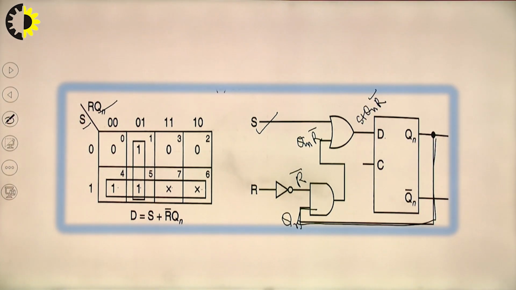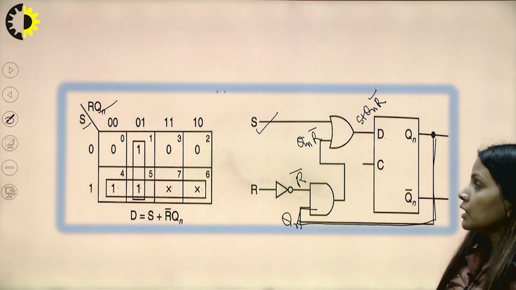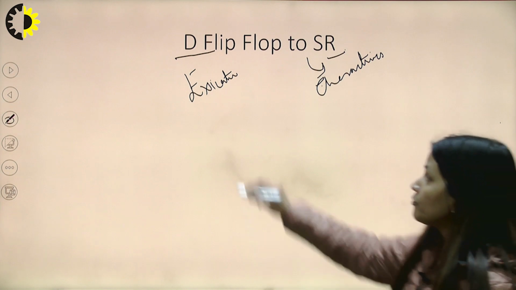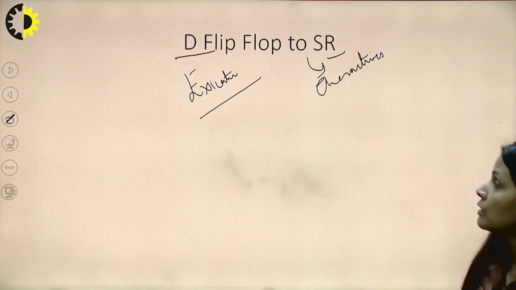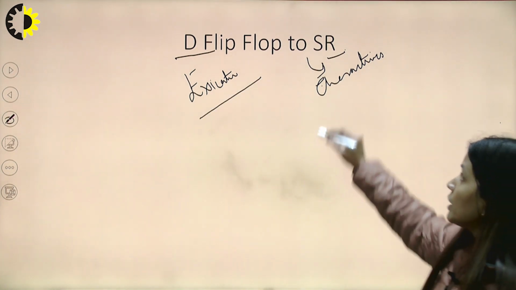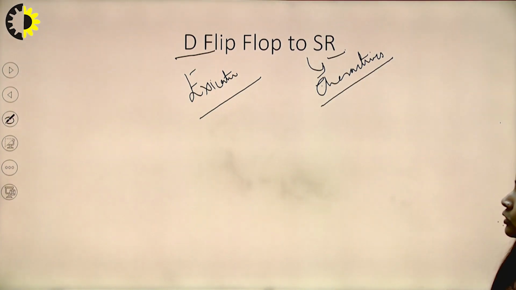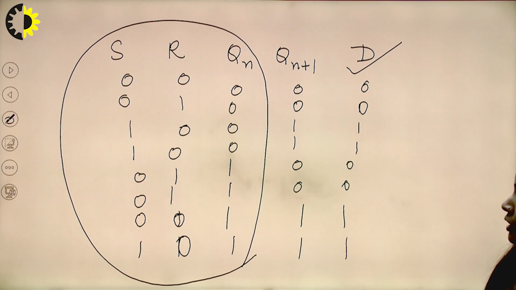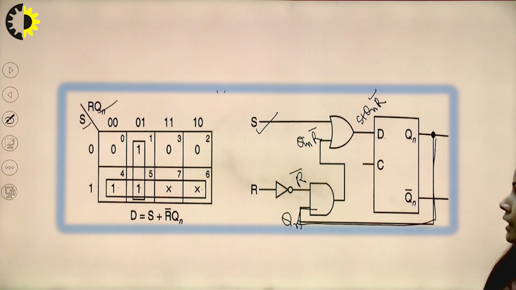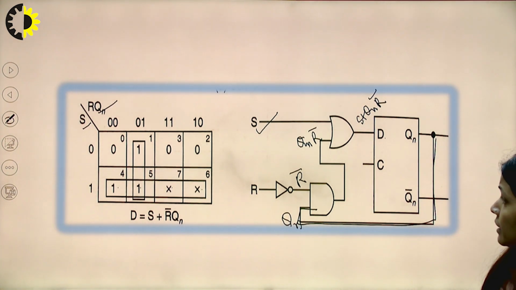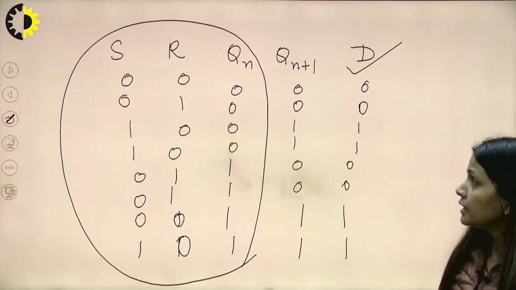So in this way we can convert any flip-flop to any one, with just the simple steps of where we need to start and where we need to write the characteristic table. So writing the truth table is very important, and if you write it in a proper way, you can get the expression.